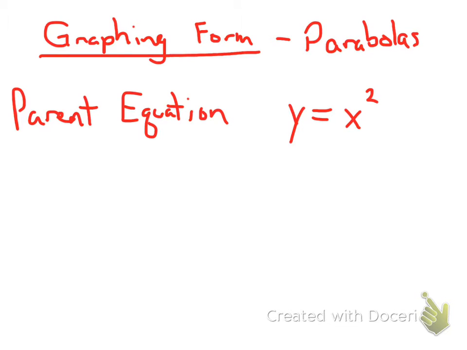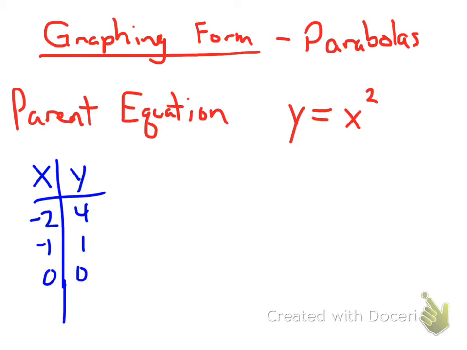So if I would make an xy table for a parabola, -2 squared is going to be a positive 4. -1 squared is going to be a positive 1. 0 squared is 0. 1 squared is 1. And 2 squared is 4. I can make more points if I would like. All I'm doing is putting an x value in here and squaring it to get my output.